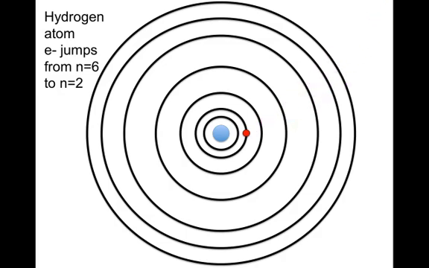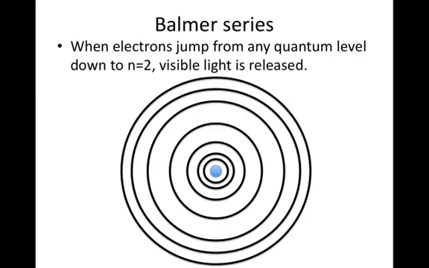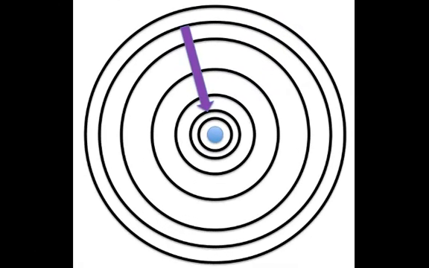These wavelengths of light that are released from hydrogen when electrons jump from any quantum level down to N equals 2 are called the Balmer series. You have violet light when electrons fall from N equals 6 to N equals 2. Blue light, teal light, and red light. So blue light when an electron falls from N equals 5 to N equals 2. Teal light when it falls from N equals 4 to N equals 2. And red light when an electron falls from N equals 3 to N equals 2.